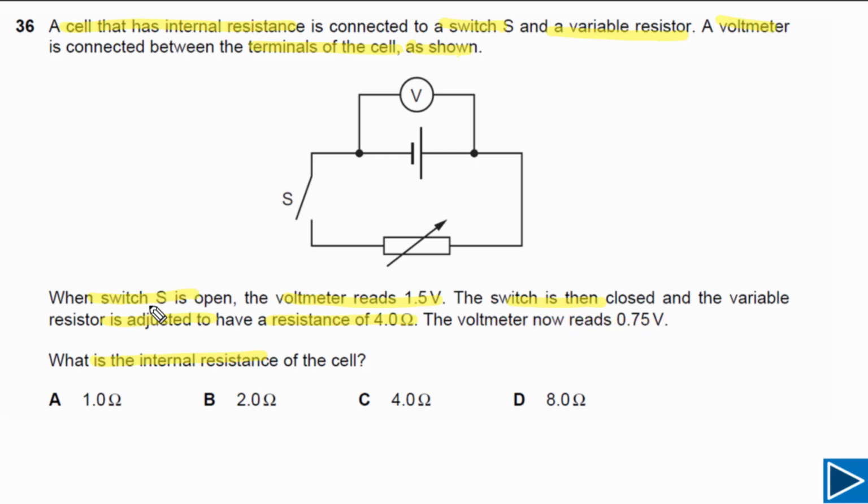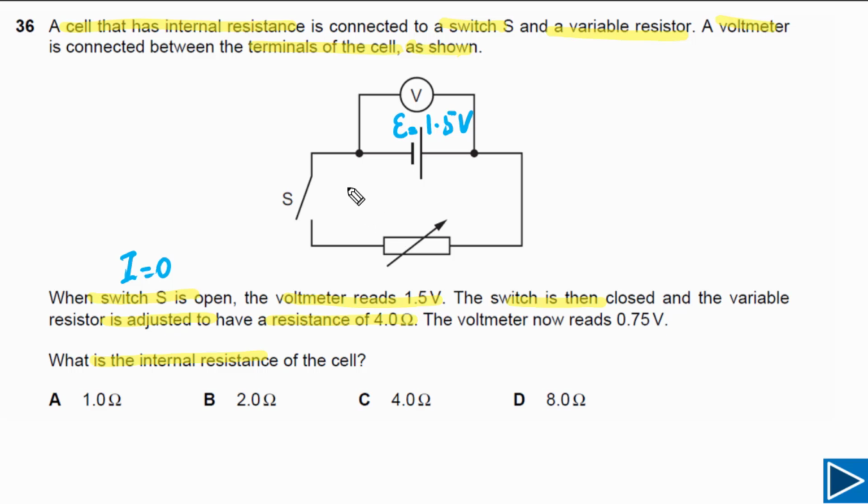When the switch is open, the voltmeter reading is equal to 1.5 volts. It simply means that there is no current in the circuit. As there is no current, the voltmeter reading will be equal to the EMF of the power supply, because there will be no energy loss in the power supply. So simply we can say EMF is equal to 1.5 volts.